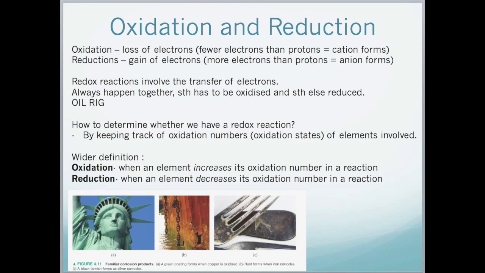A wider definition with the use of oxidation numbers is that oxidation is when an element increases its oxidation number in a reaction, and reduction is when an element decreases its oxidation number in a reaction. At the bottom here I have some familiar corrosion products. In A we have a green coating which forms when copper is oxidized. In B we can see rust forming when iron corrodes, and finally a black tarnish forms as silver corrodes.